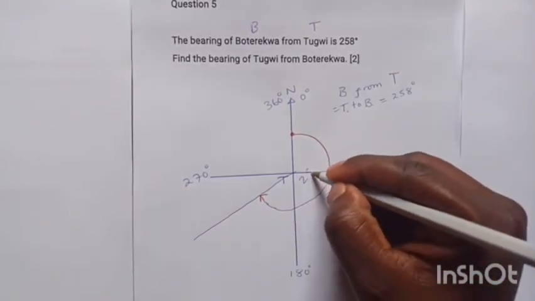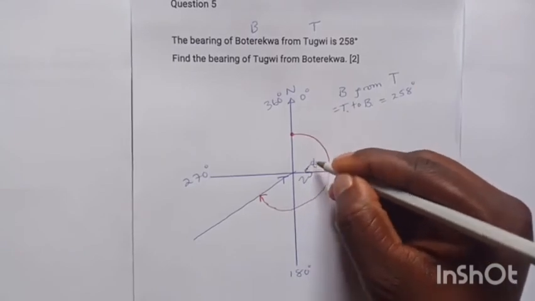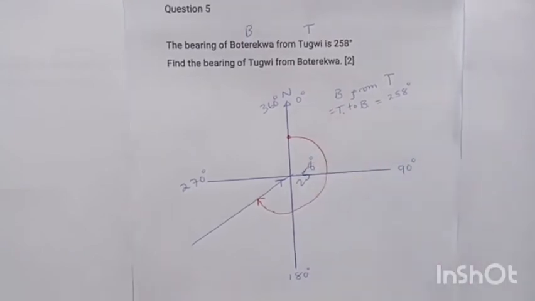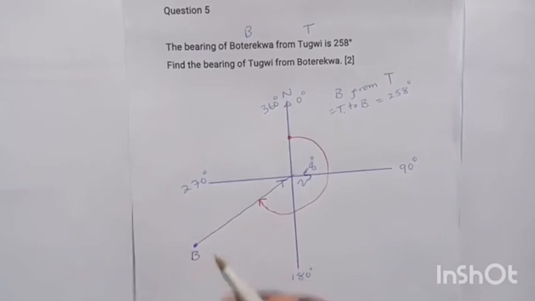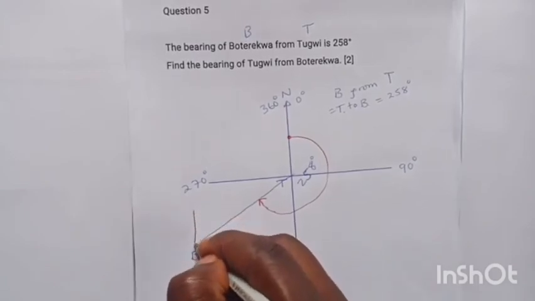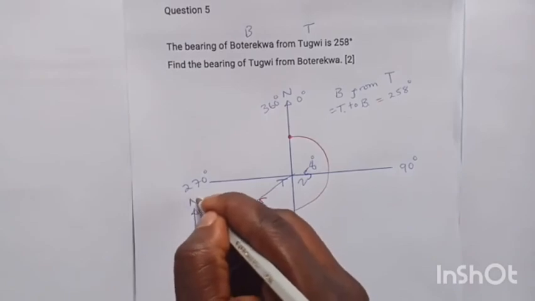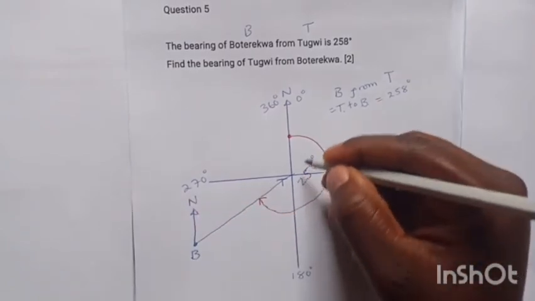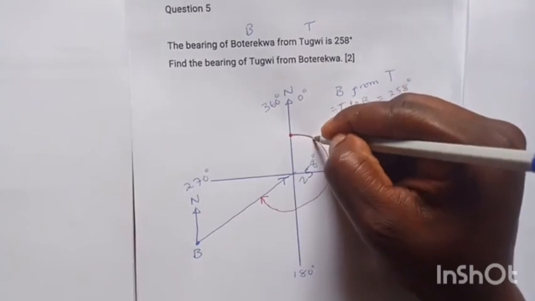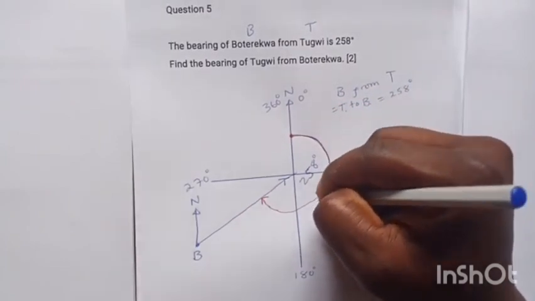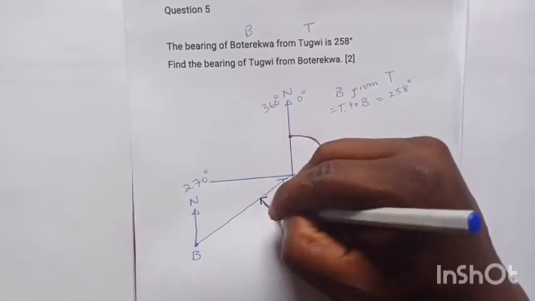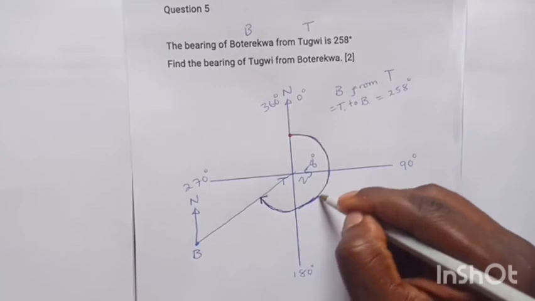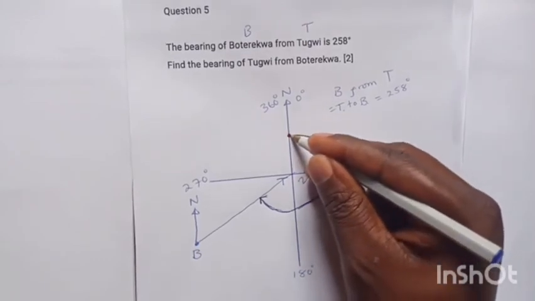And this is representing 258 degrees. And at the end point of this line, I need to denote that this is point B. And as usual, do not forget to place the North Pole. So let me use the blue ink, so that the red ink, I will use it to identify the required angle. Yes, like this.